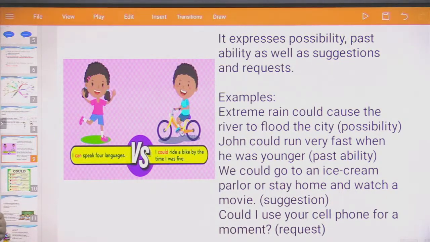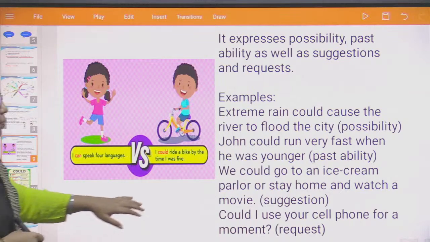He does not have this ability. He does not have the quality to run fast now. He used to run fast. Okay, now let's see the next point here, student.